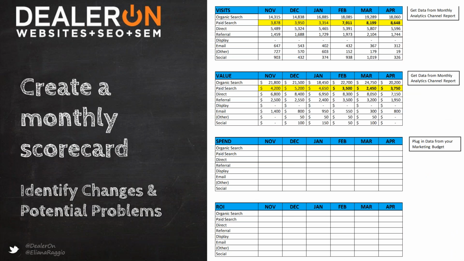All you really need to do is track these every month. You just log in, pull one set of data out of Google Analytics each month, put in your value and your visits, you put in your spend, and it will calculate your ROI.